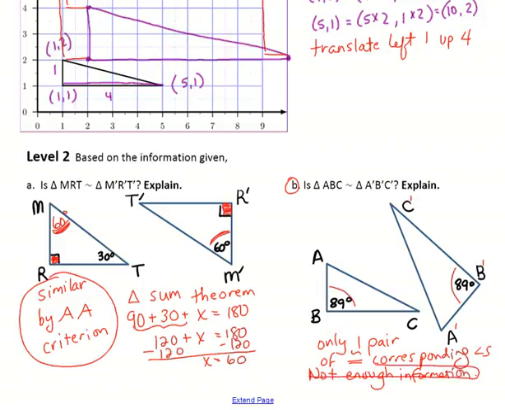So the answer, not enough information. They might be similar, but we don't know it.